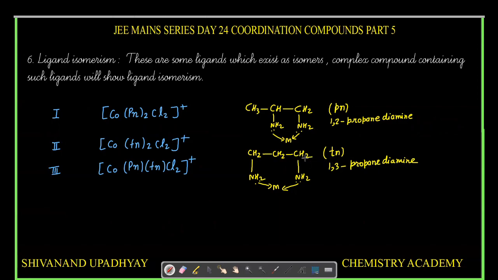So these are isomers, and because of these isomers, the isomerism is known as ligand isomerism. In this complex you can see that there are 2 PN, right? Now in place of this I can write 2 TN, or I can write 1 PN and 1 TN. All these complexes have a coordination number of 6 because these are bidentate ligands. So the isomerism developed because of the ligand is known as ligand isomerism.